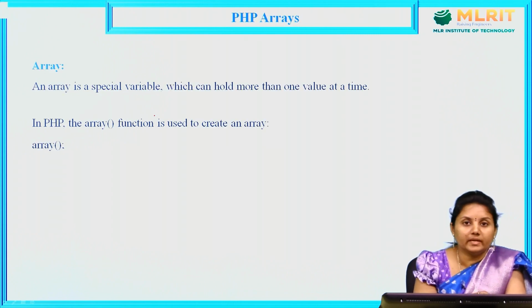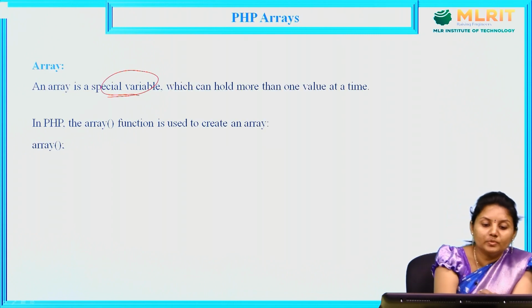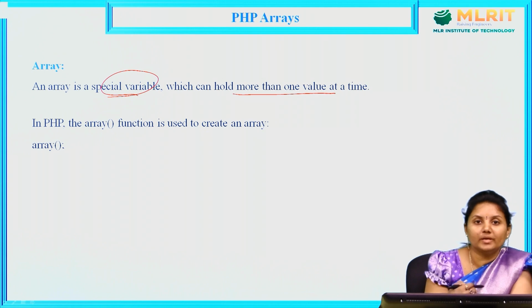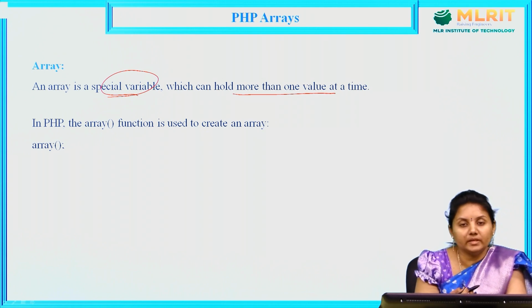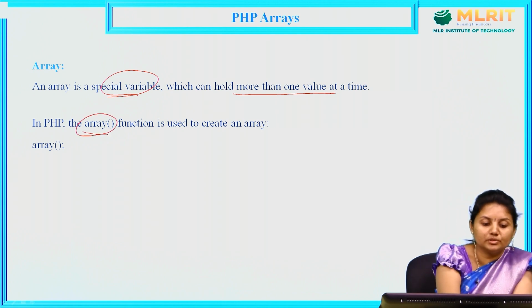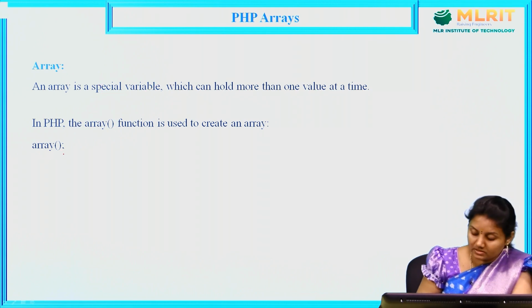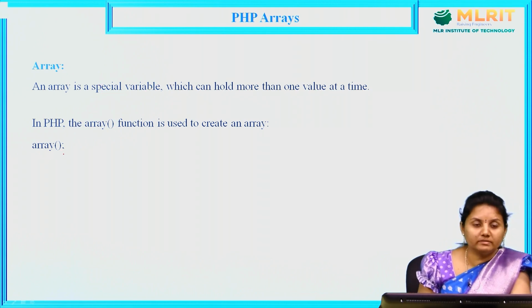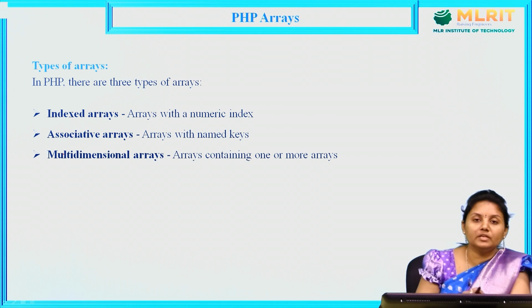What is an array? An array is a special variable which can hold more than one value at a time. So, when you are creating an array, more than one value can be stored in the variable that is created. The array function is used to create an array, with a simple syntax, and we have seen a small example in the last session.